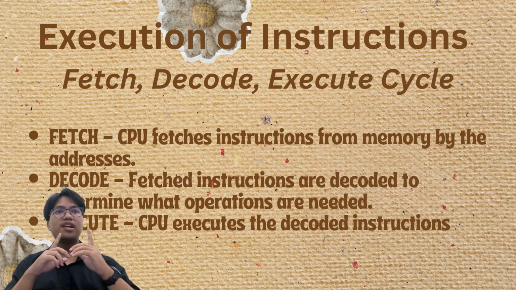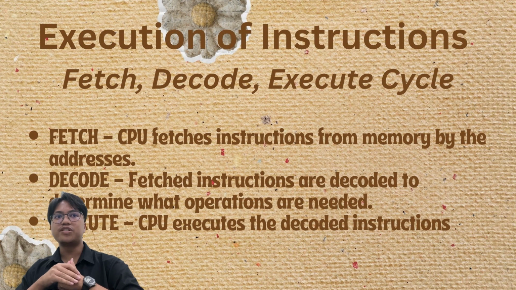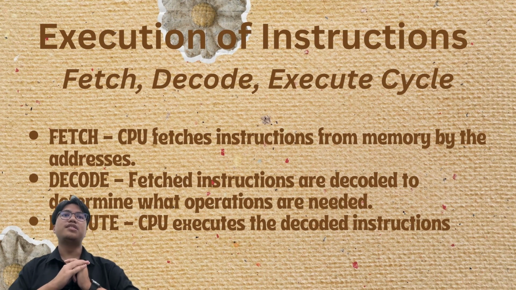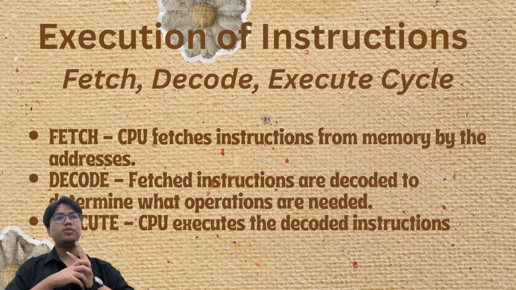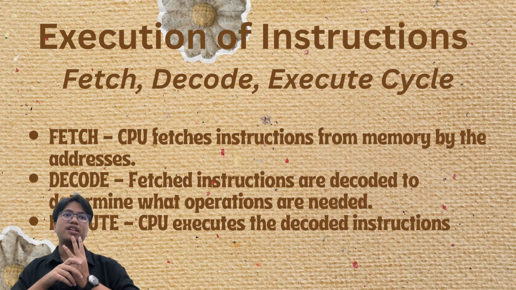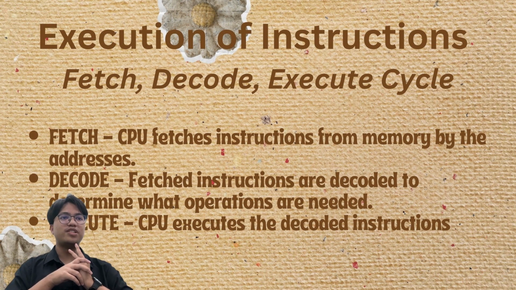Okay, so next is decode. The fetched instructions are decoded to determine what operations are needed. Okay, and then finally execute. The CPU will execute the decoded instructions. Okay, so fetch: the CPU fetches instructions from the memory, then they will be decoded to determine what operations are needed, and then finally they will be executed, which means that the CPU will execute the decoded instructions.